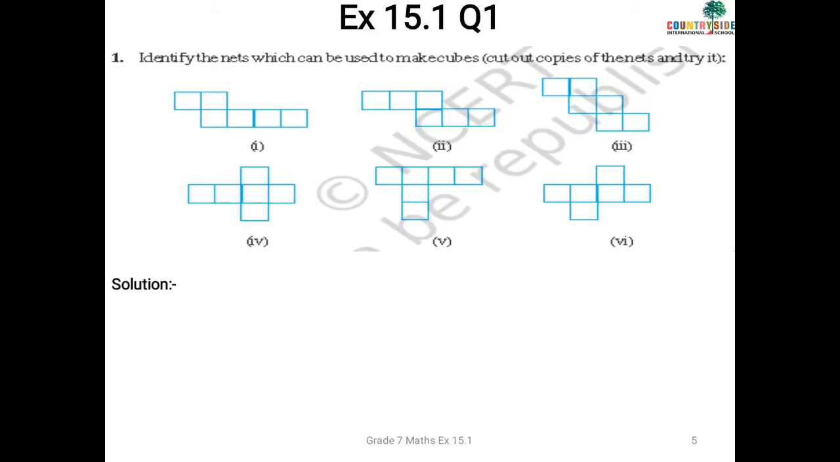So now let's start with the first part. I want everyone to cut this layout on a piece of paper and try it. Whenever you try, you will not be able to make the cube.